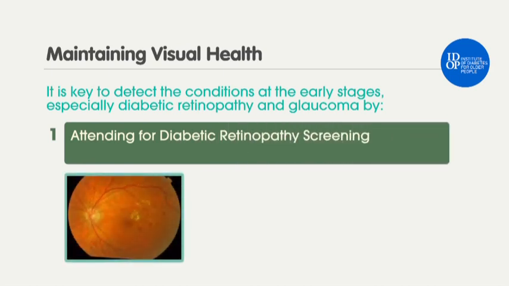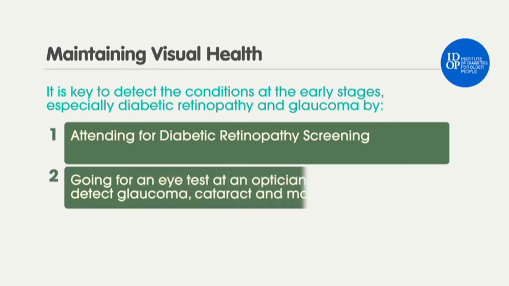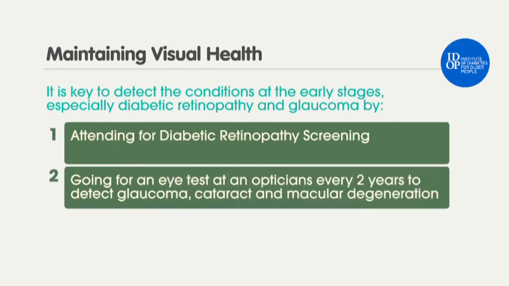All people in England with diabetes are invited for a photographic screening once a year, and it varies in different areas where they're invited. Sometimes they're invited to their local GP surgery, sometimes to their local opticians, but the screening is by photographs of the back of the eye. And it's also important that people attend for an eye test every 2 years at their opticians to detect cataract, glaucoma, and the early stages of macular degeneration.